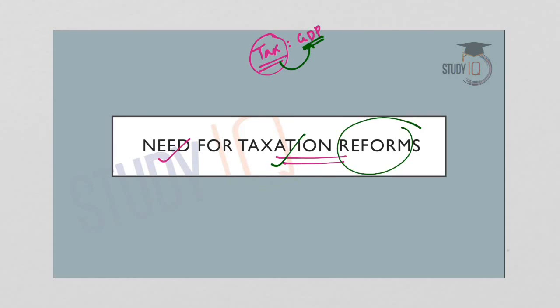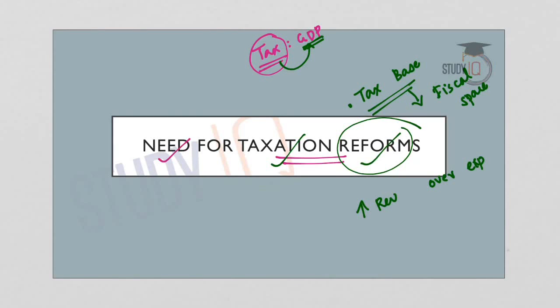So there is a need to bring in certain taxation reforms in order to bring more people into the tax net, that is, to increase the tax base, and this will create more fiscal space. Fiscal space means an increase in the revenue of the government over the expenditure. This is because tax is one major form of revenue for the government. So taxation reforms are very important for a country like India where the tax to GDP ratio is very low.